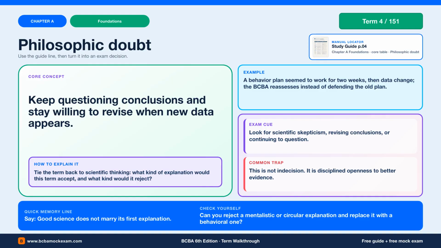The trap is thinking this means indecision. It does not. It means disciplined openness to better evidence. Memory line. Good science does not marry its first explanation.